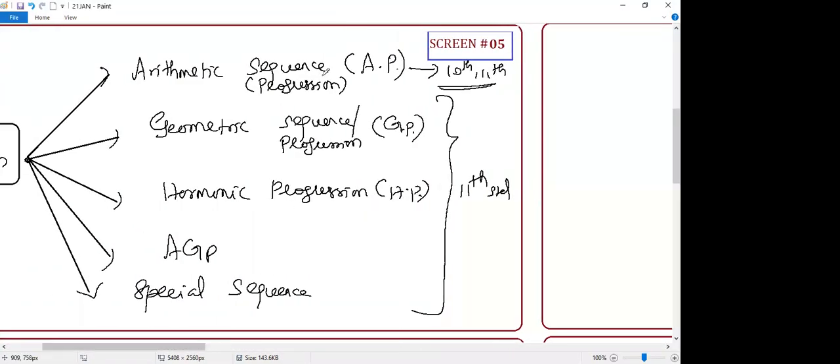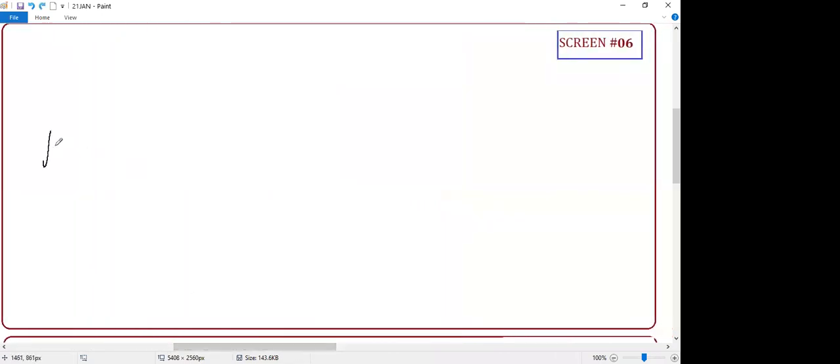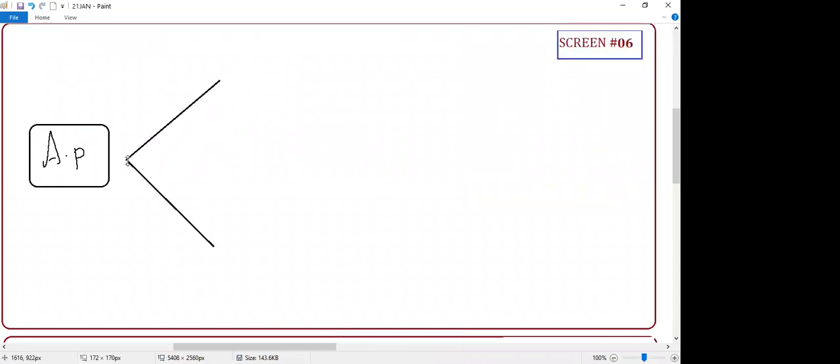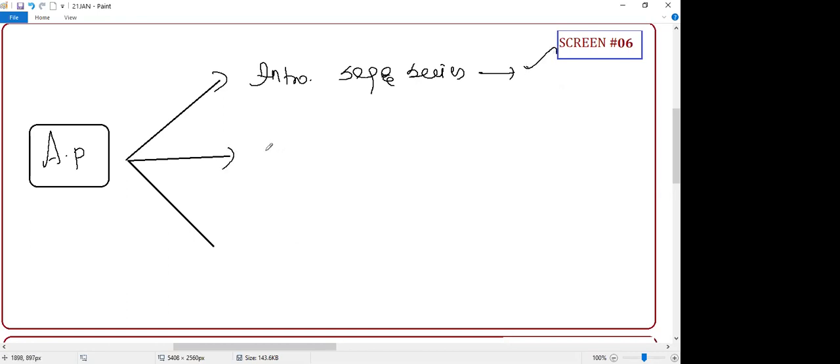Okay, coming to this, guys. As I mentioned, in arithmetic sequence, what are the things you are learning here? In AP, what are the things you are going to learn in your 10th standard? As I said, three things are there. This is your syllabus, student. First, intro about sequence and series. So this is already over. Screens number 1 and 2, I already finished. Correct or not?